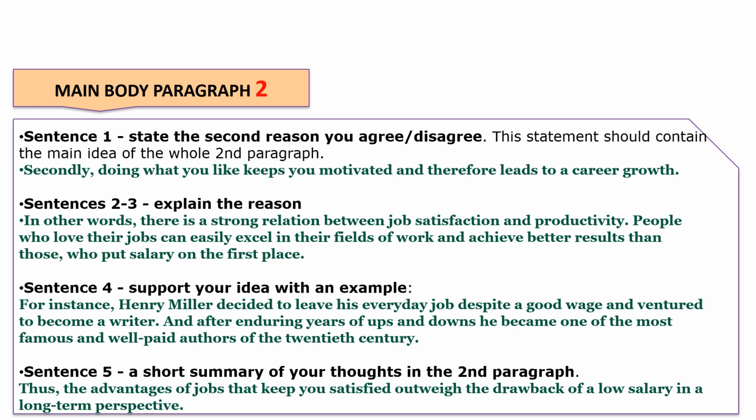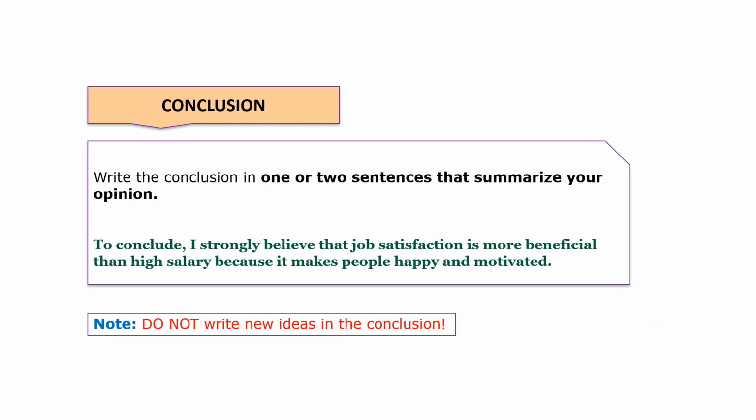Or you can give any general example as well. And finally, you can give extra reasons, or you can write a summary of the whole thing. Thus, the advantages of jobs that keep you satisfied outweigh the drawbacks of a low salary in a long-term perspective. Or you can say, therefore, the satisfaction the job gives you outweighs the drawbacks of a low salary. And you can finish your essay. I mean, the second paragraph.